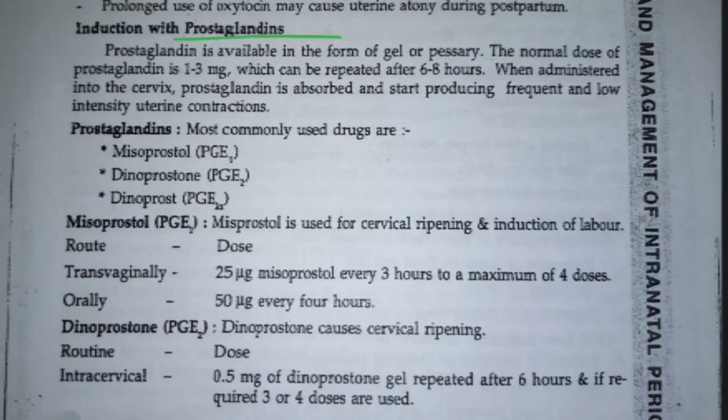Prostaglandin is available in gel form as well as in tablet form. We have three options for it: misoprostol, dinoprostone, and dinoprost. These three mainly function to induce labor by ripening the cervix. Now, how is the dosage provided? Transvaginal, that is in the form of gel ointment. 25 micrograms will be provided every 3 hours, 4 times. Then the normal delivery will begin.